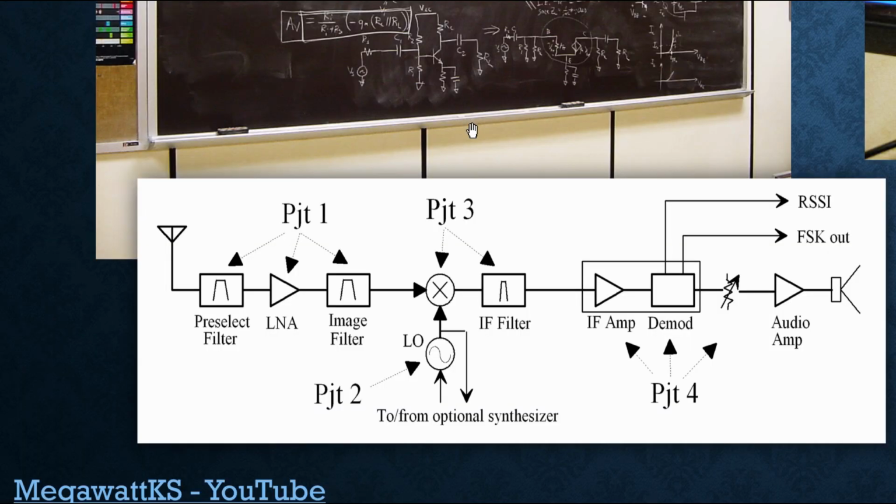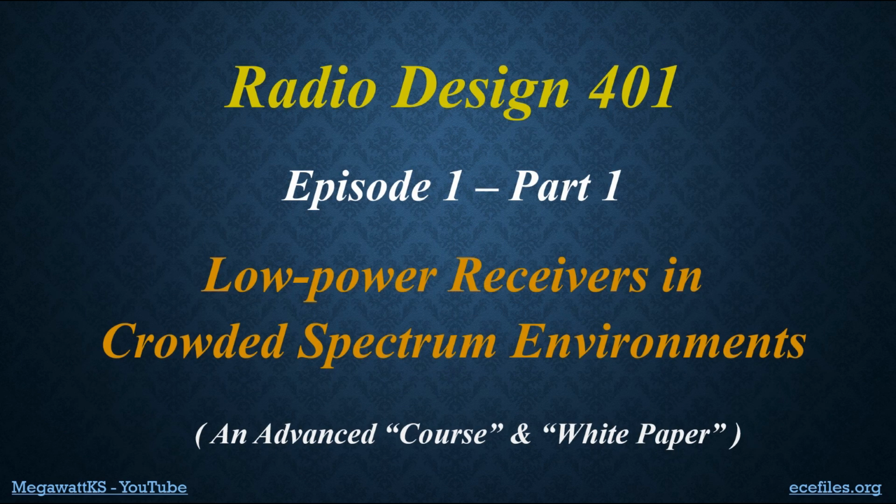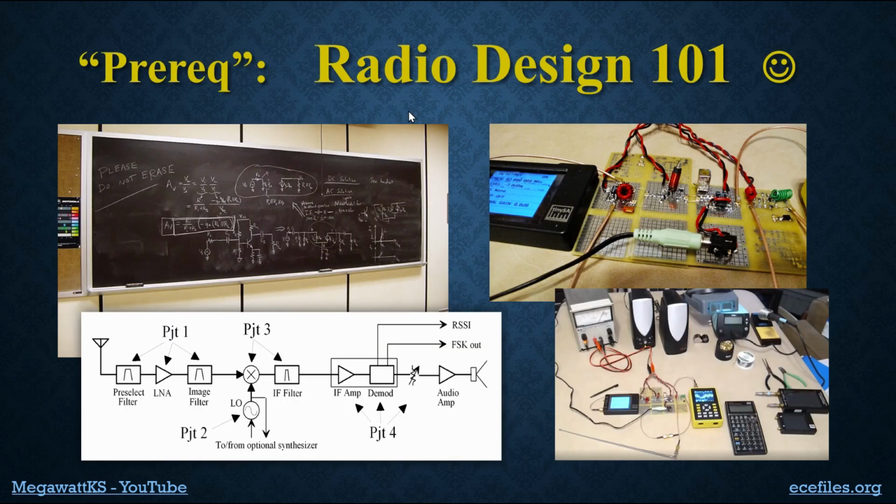The goal of that class was to design an FM broadcast band receiver. And you can see the block diagram of it here. We're going to review that today. But Radio Design 401 is an advanced course. It relies on some knowledge of things like Radio Design 101, the material covered there.